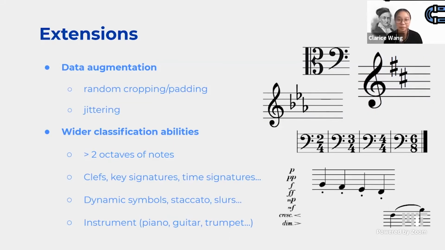And that wraps up our sheet music reading project. Considering we only had a week to do research and work, there are many improvements we can make, including what Sophia mentioned about data augmentation, but also for extensions of the project, we can implement more classification abilities, such as a larger pitch range, the ability to read clefs, key signatures, time signatures, dynamic symbols, staccato, slurs, and so on, and the ability to identify sound source from a variety of instruments.